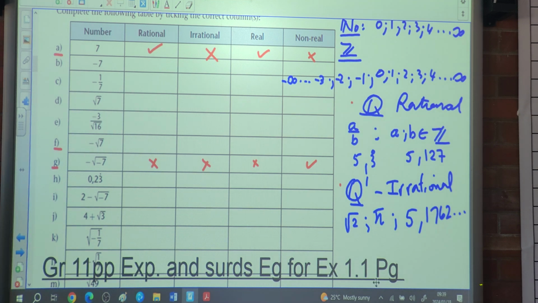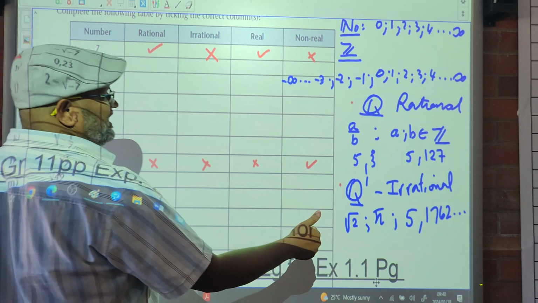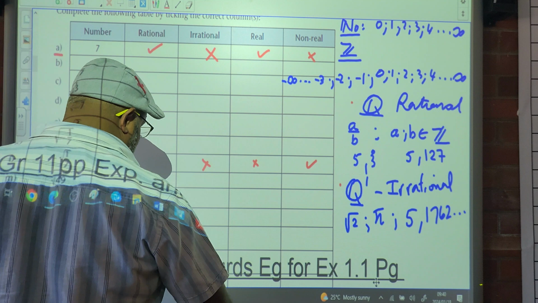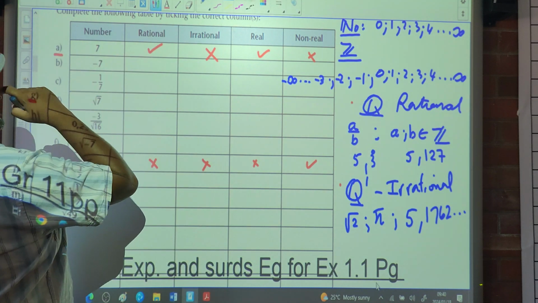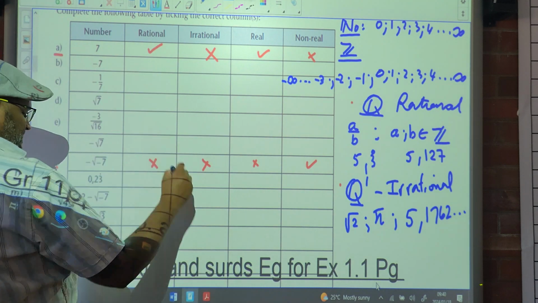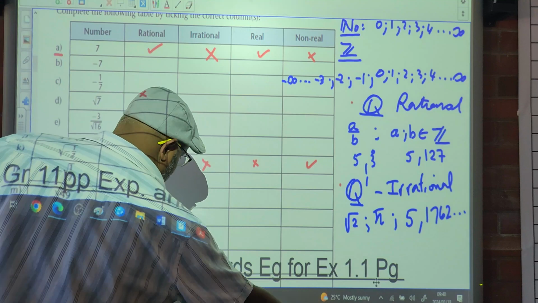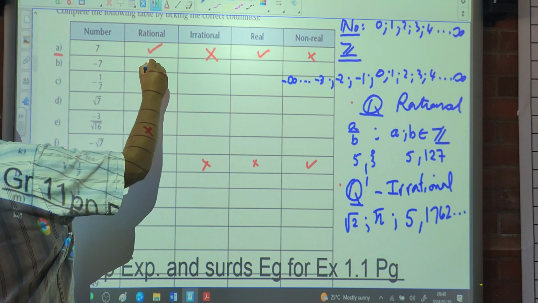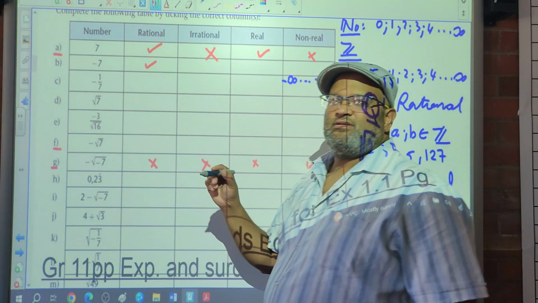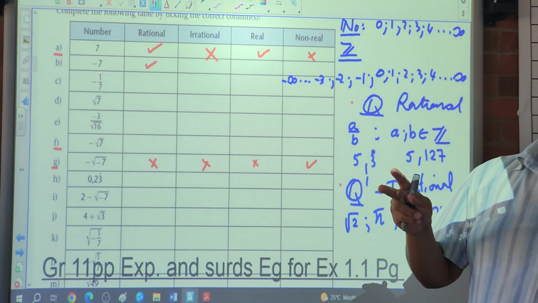So -7, is it rational? We see the rational numbers are numbers that can be written as a fraction, recurring or terminating decimal. So is it rational? Yes, it can be written as -7/1. Okay? Is it irrational? Can't be irrational and rational at the same time.